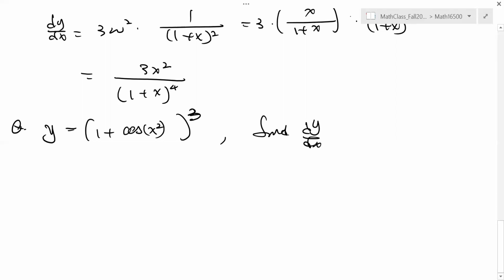All right, so now, pretty complicated, right? y equals something cubed, that is 1 plus cosine x squared. The dependency is pretty complicated, but you can figure it out by introducing some variables between x and y. Okay?